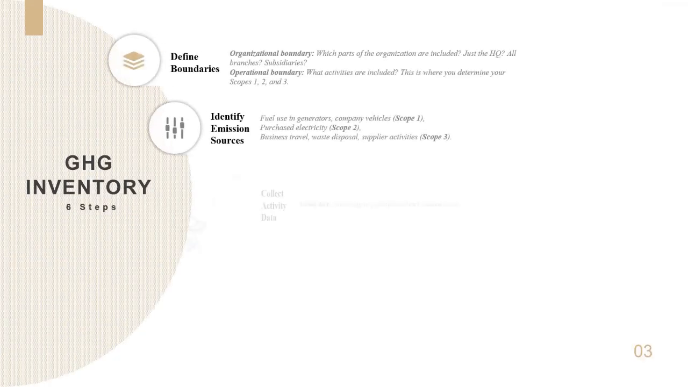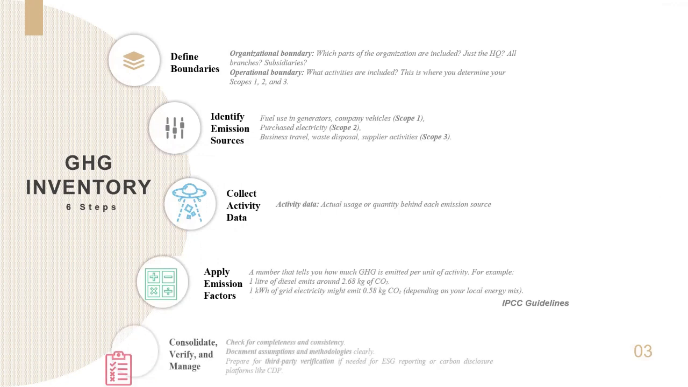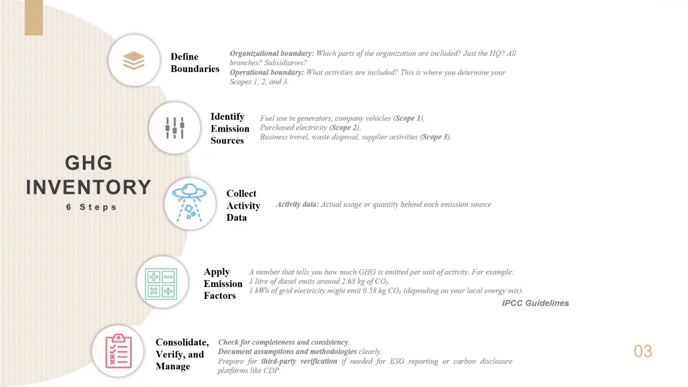Before collecting any data, you need to define the organization's boundary: which parts of the organization are included, just the headquarters, or all branches, or all subsidiaries. Also, you can choose the operational boundary, what activities are included. This is where you determine your Scope 1, 2, and 3. This step affects what data you need and how accurate your reporting will be.